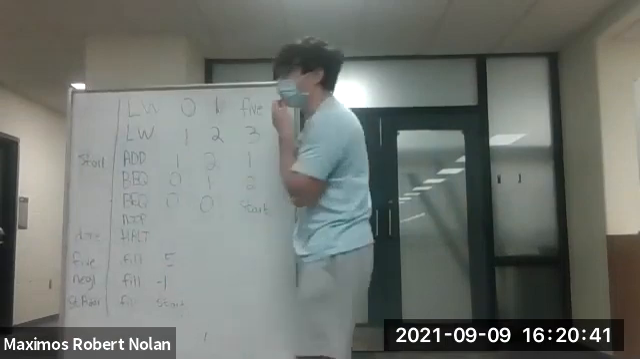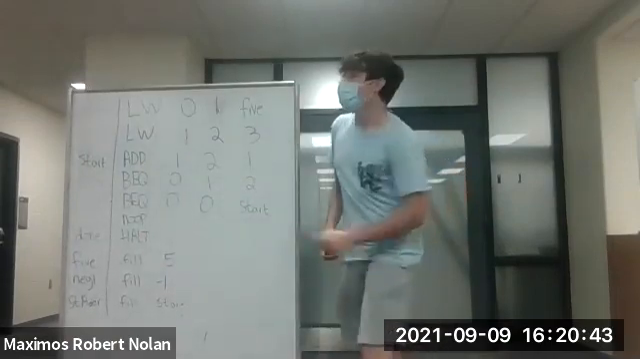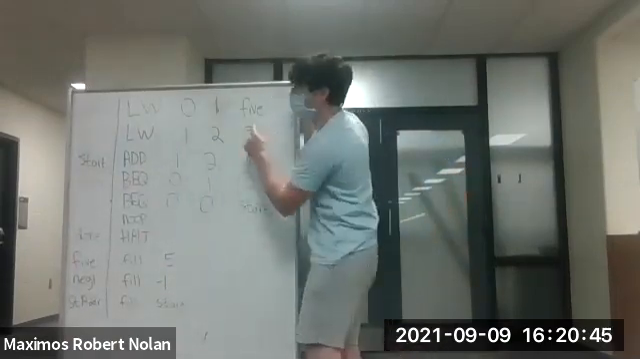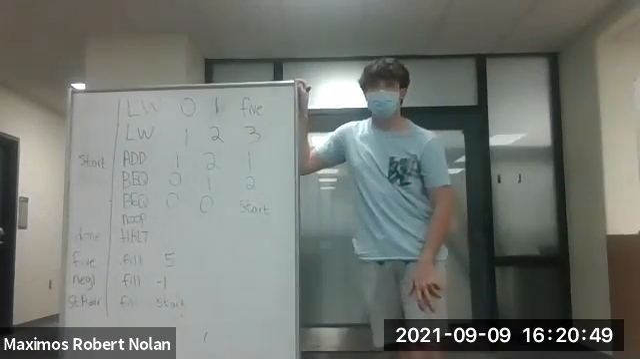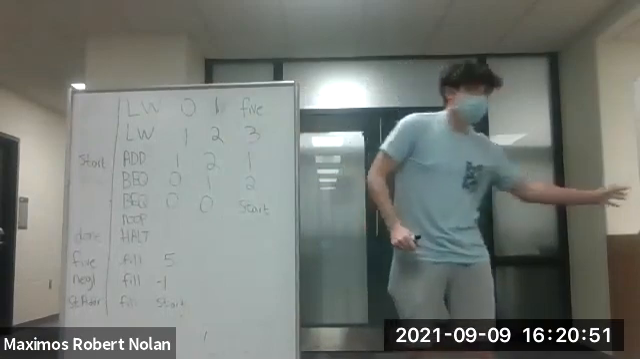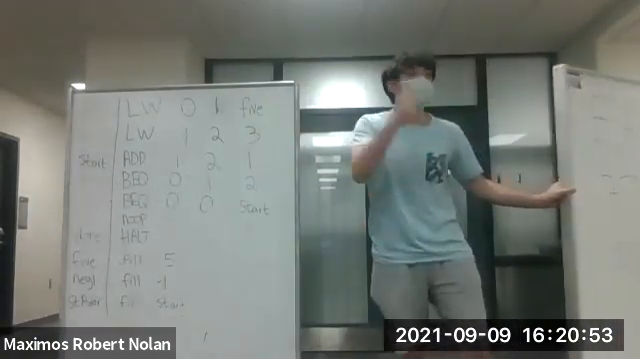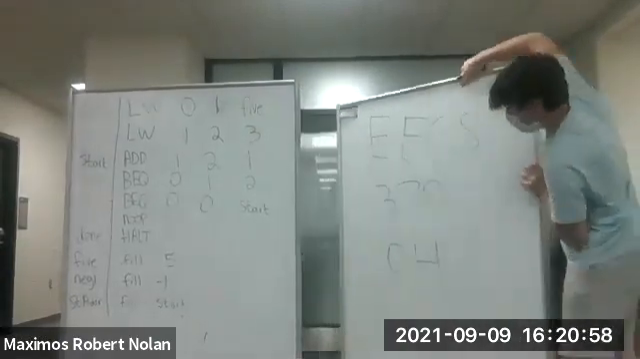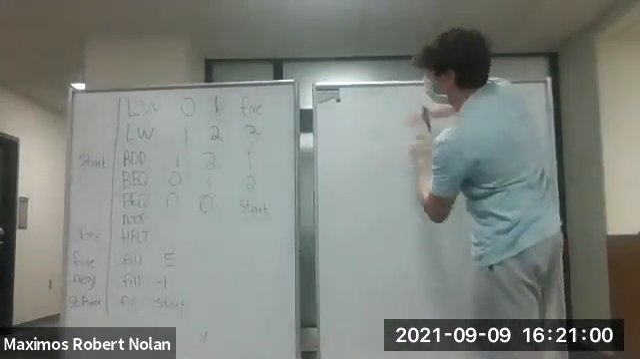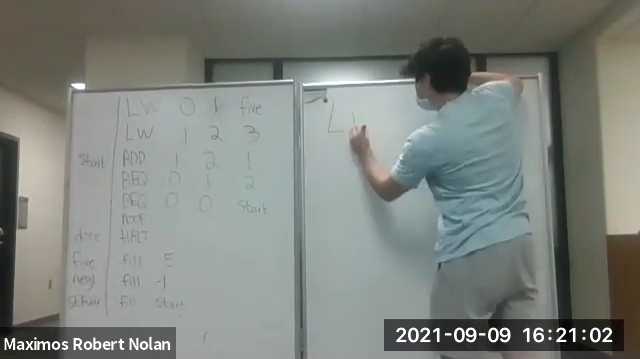If we want to assemble the first line, does anyone know how we go about assembling load word 015? Any ideas? Yeah, go ahead. You have to figure out the options for those words. Yep, exactly. So I'll go ahead and pull this over real quick. All right, let's work on load word 015.